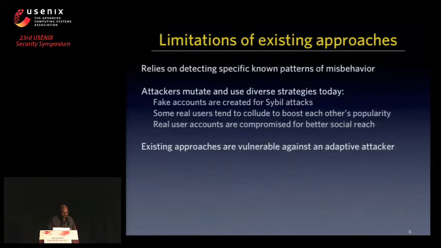So for all these existing approaches, the key problem is that they rely on detecting known patterns of misbehavior. And today, we know that attackers mutate, and they use diverse strategies to abuse these services. For example, they use fake accounts, and they compromise real user accounts, and sometimes we even see real users colluding with each other to boost their reputation. So all these existing approaches are vulnerable against an adaptive attacker.